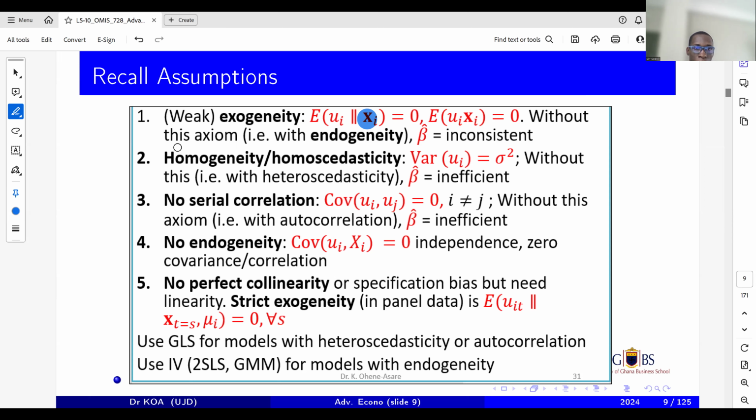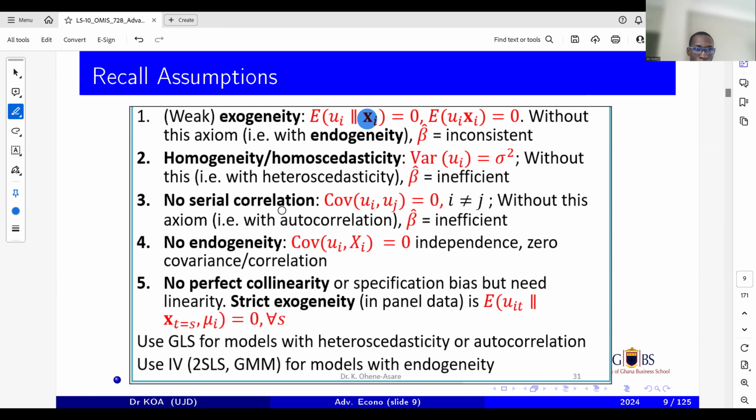The next assumption, which we know already, is homoskedasticity, sometimes called homogeneity, which says that the variance of the errors should be constant. If it is not there, we fall into the trap of heteroskedasticity, which will cause the beta parameter to be inefficient.